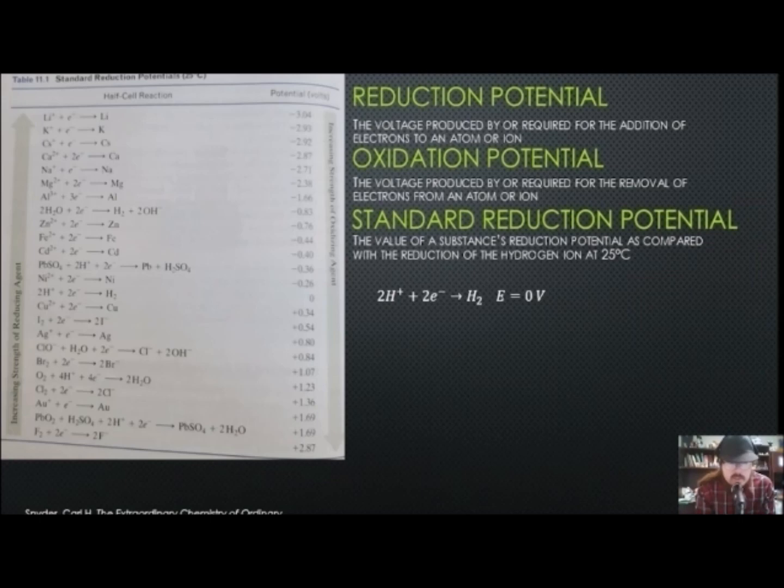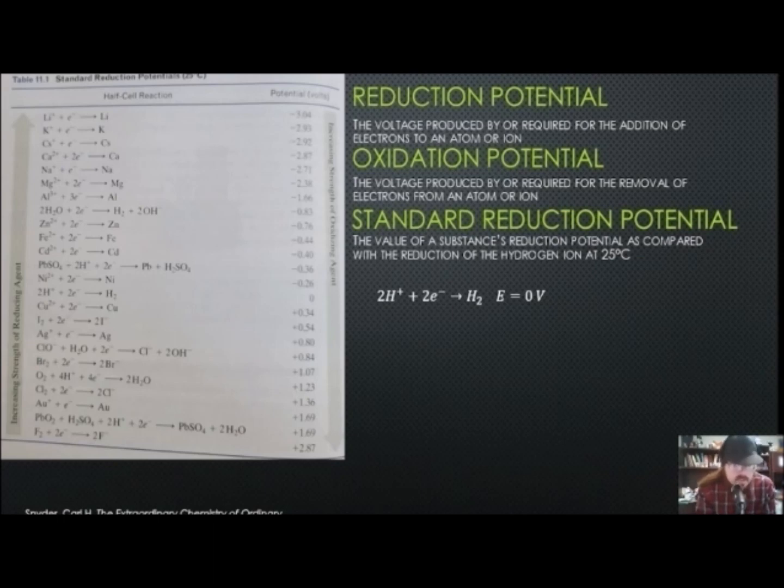Everything measured against that either produced or required a voltage to make this work. And we measured that and got a reduction potential from that. And so the standard reduction potential is the value of the substance's reduction potential as compared to the reduction of hydrogen ions at 25 degrees. And all these numbers are tabulated. And from here, we can calculate how much voltage it takes to do this versus that. How much voltage does it take to go from here to here?